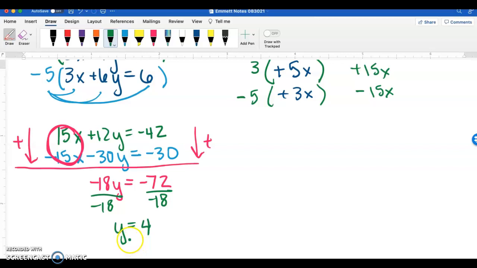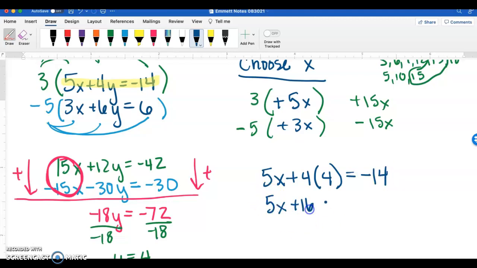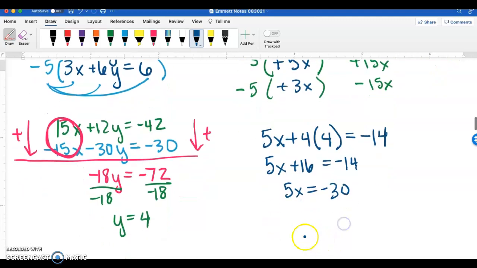Not done yet, okay? I want you to choose one of these equations. I'm going to choose the top one just because it's right there. And I'm going to now put in the value that I got for y and then continue to solve. So I have 5x plus 16 equals negative 14. Then I'm going to subtract 16 from both sides, and I'll get 5x equals negative 30. Then we divide both sides by 5, and we get x equals negative 6.